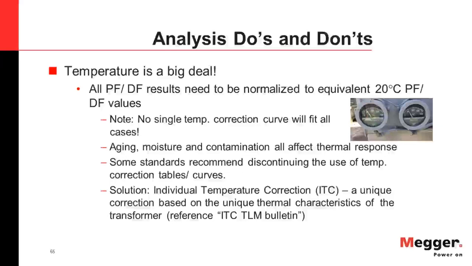So a more complete solution is to apply what's available today. It's an algorithm based on a dielectric frequency response, even a narrowband measure, and it provides an individual temperature correction. It's a unique correction based on the unique thermal characteristics of an individual transformer. So it takes into account how that transformer is aged, contaminated, and so forth, and gives an exact correction back to what it would look like if you had the luxury to wait until the transformer cooled to 20 degrees C before you tested it.